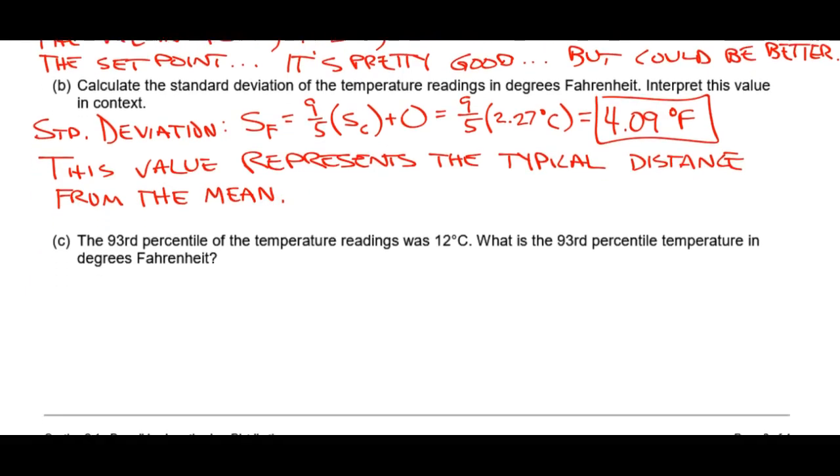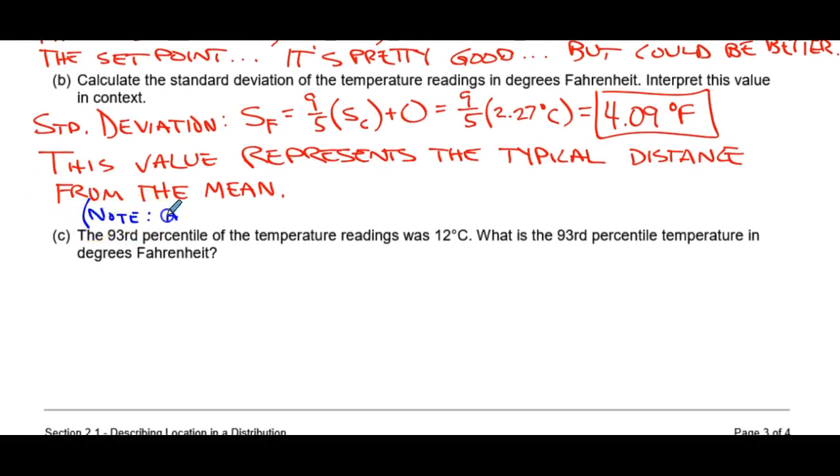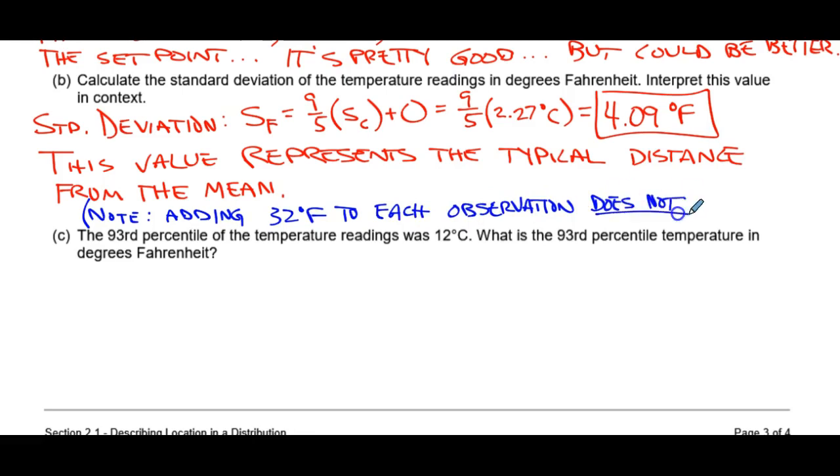Just want to make a quick note here. Note: adding 32 degrees Fahrenheit to each observation does not affect the spread. Think of it this way. If I have a group of observations, and I add the same amount to each observation, they all shift the same amount. Therefore, the spread is the same.